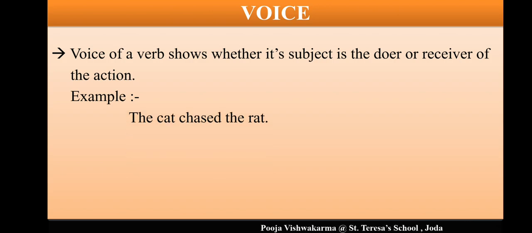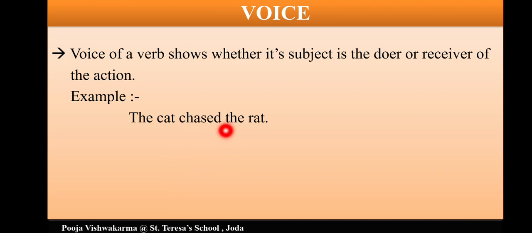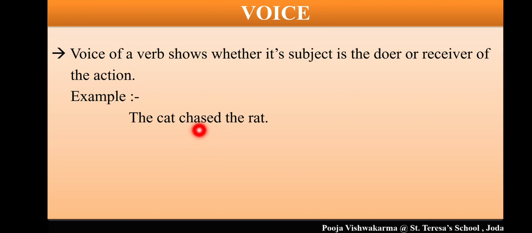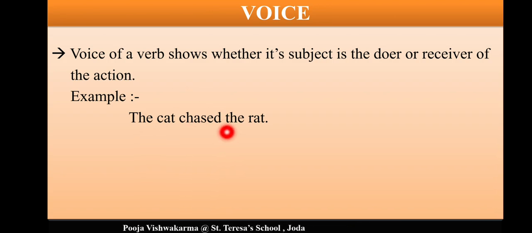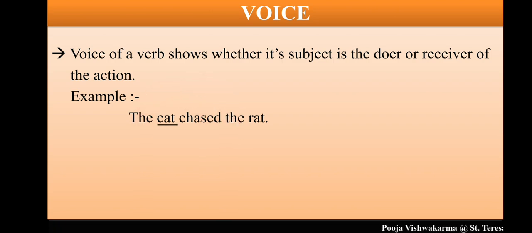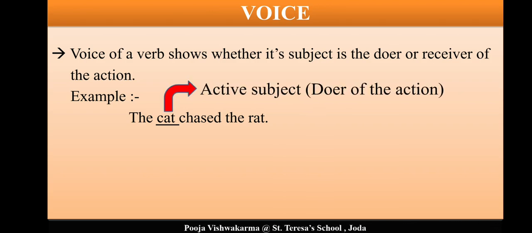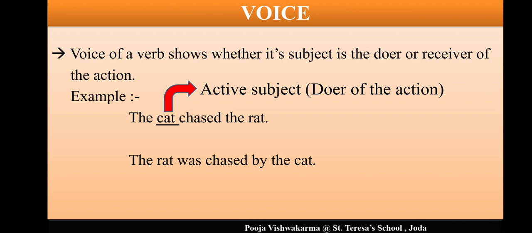Let's have a look at the example, children. The cat chased the rat. In this sentence, you will find that my verb is chased, my subject is cat. When we read the sentence, it is very clear that the cat is doing the work. The subject is the doer of the action. So in these kinds of sentences, it is said to be active voice, the subject being the doer of the action.